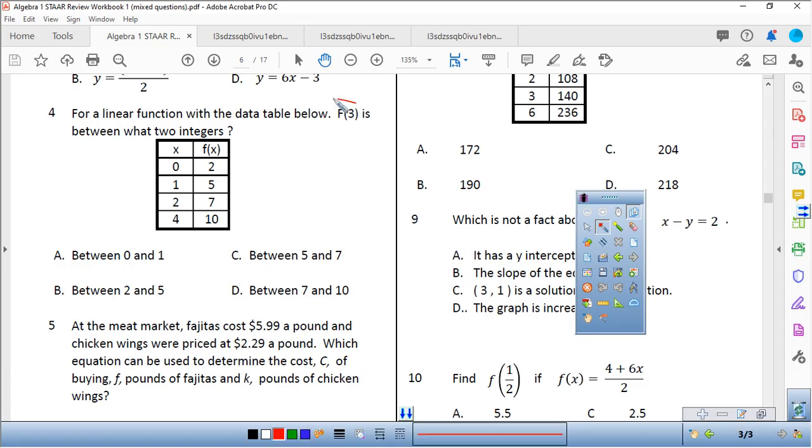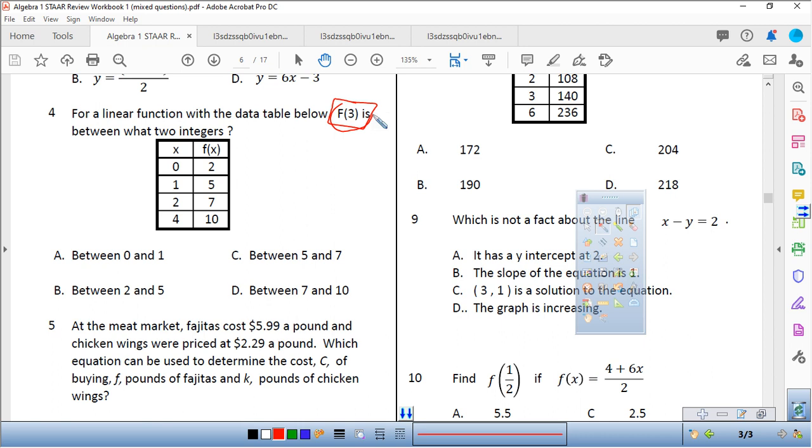Okay, this one says, what does that say? I'll give you a second or two to think about that one. What is that saying right there? This one's basically asking, you gotta understand what that says.